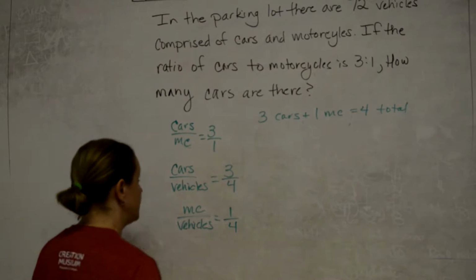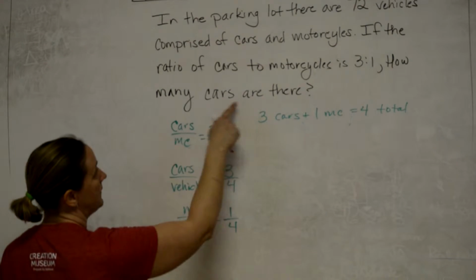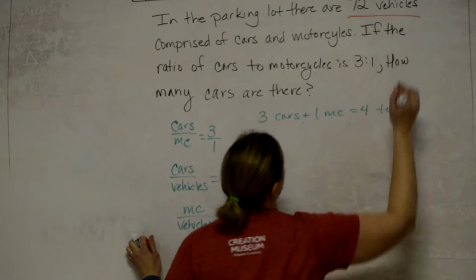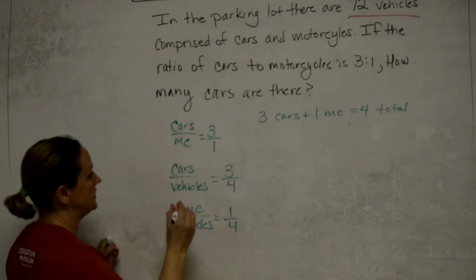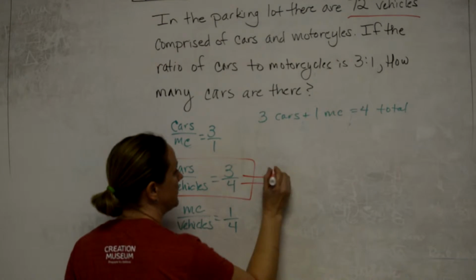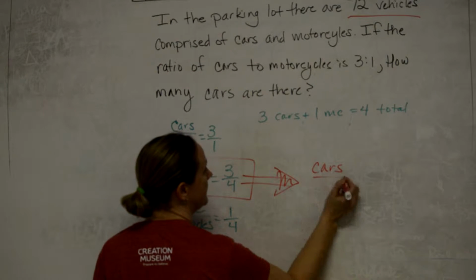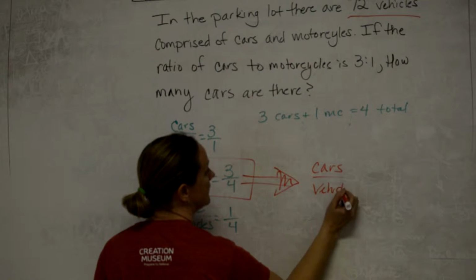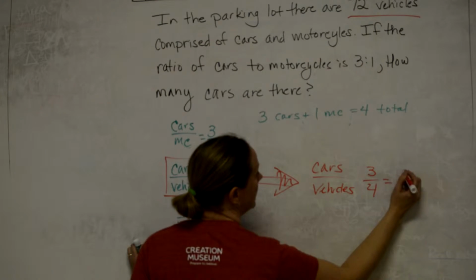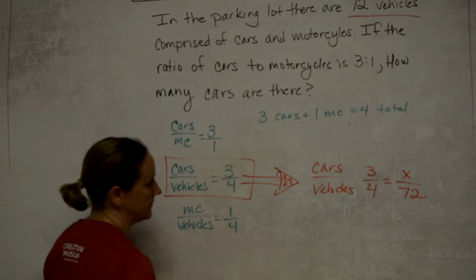Then what you're going to do is go back up and read the problem. The question is, how many cars are there? And we are given how many vehicles there are. So we have to use the ratio that has cars to vehicles. We're just going to pull that over here: cars to vehicles, and I know that the ratio is 3-to-4. I don't know how many cars there are, but there are 72 vehicles.